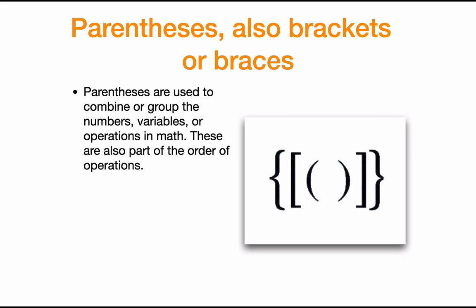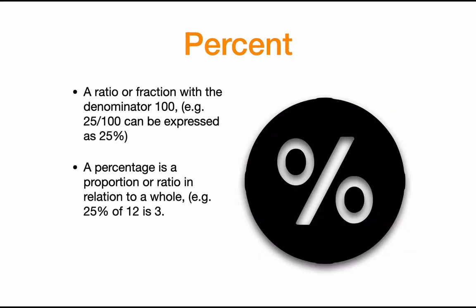Parentheses, also brackets or braces, are used to combine or group the numbers, variables, or operations in math. These are also part of the order of operations. Percent, a ratio or fraction with the denominator 100, e.g., 25/100 can be expressed as 25%. A percentage is a proportion or ratio in relation to a whole, e.g., 25% of 12 is 3.